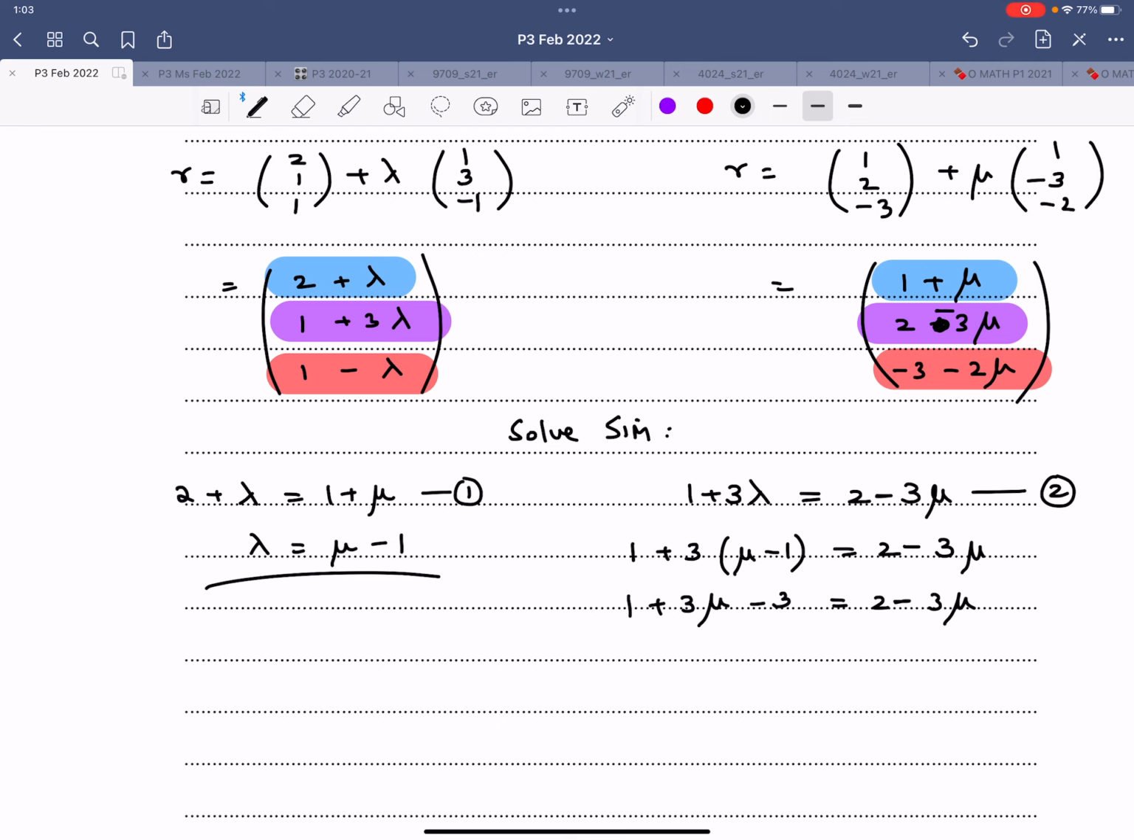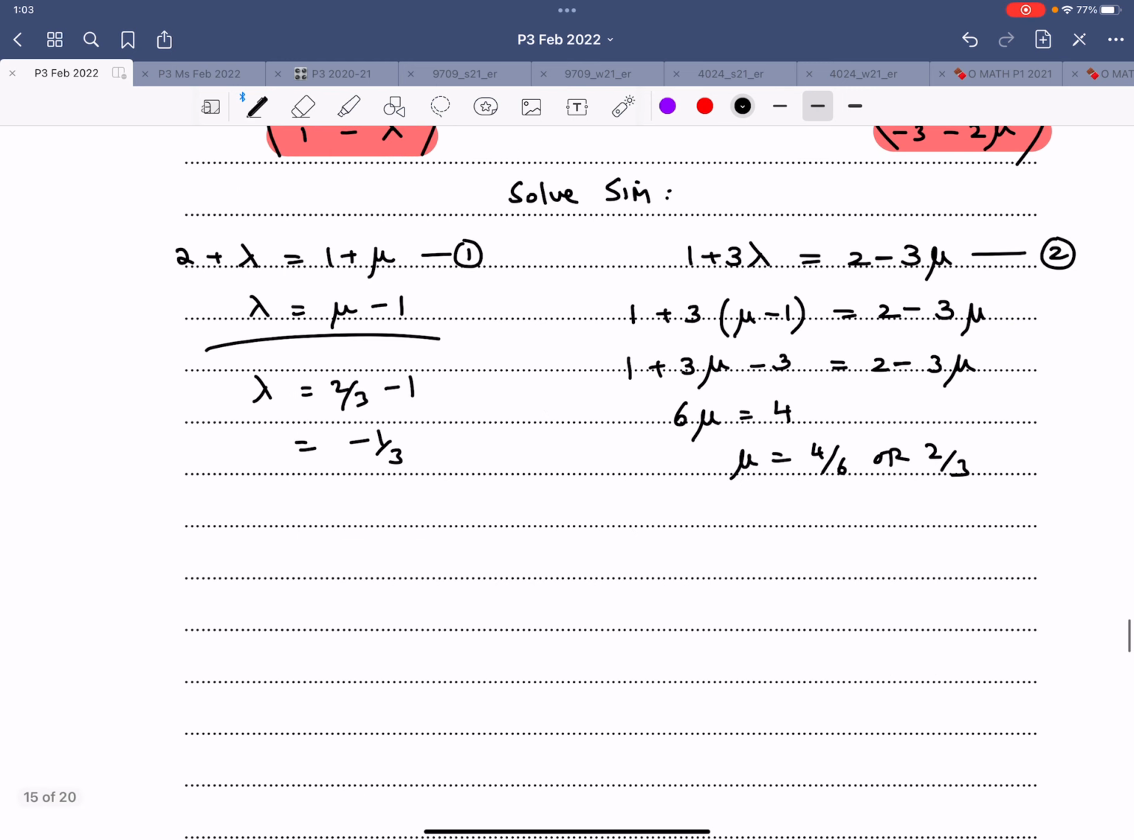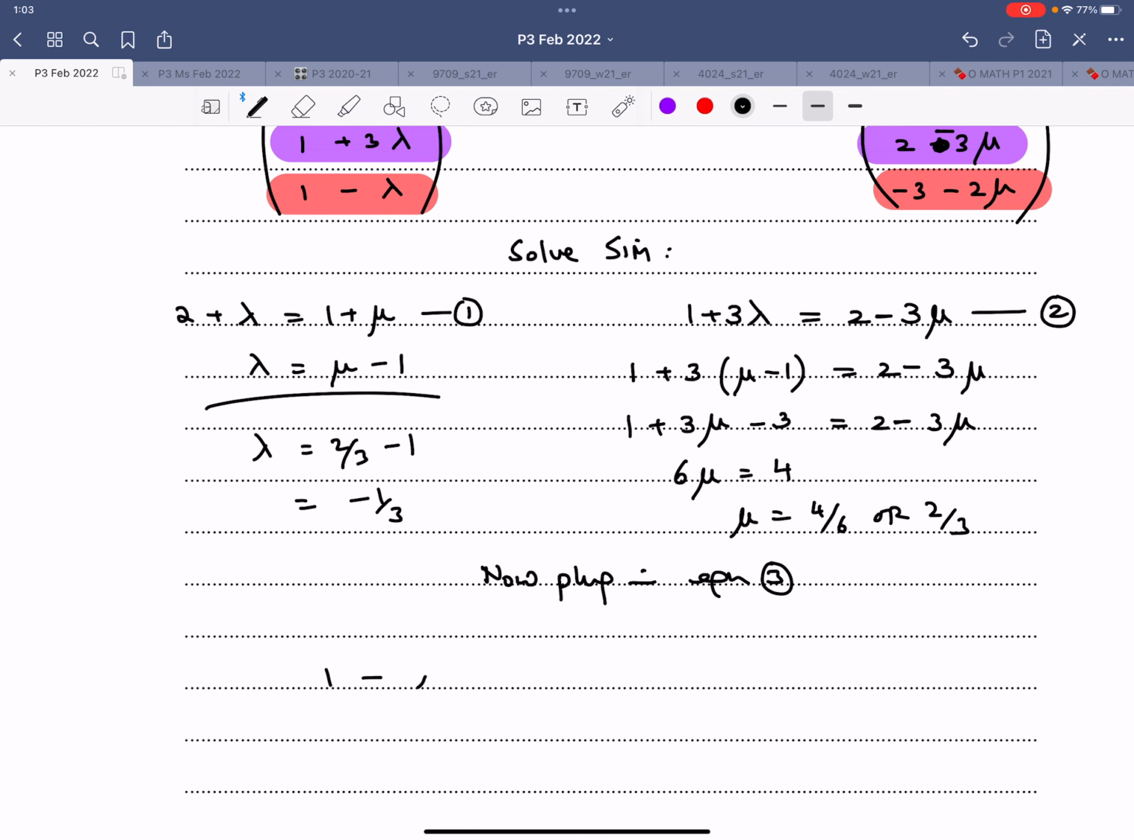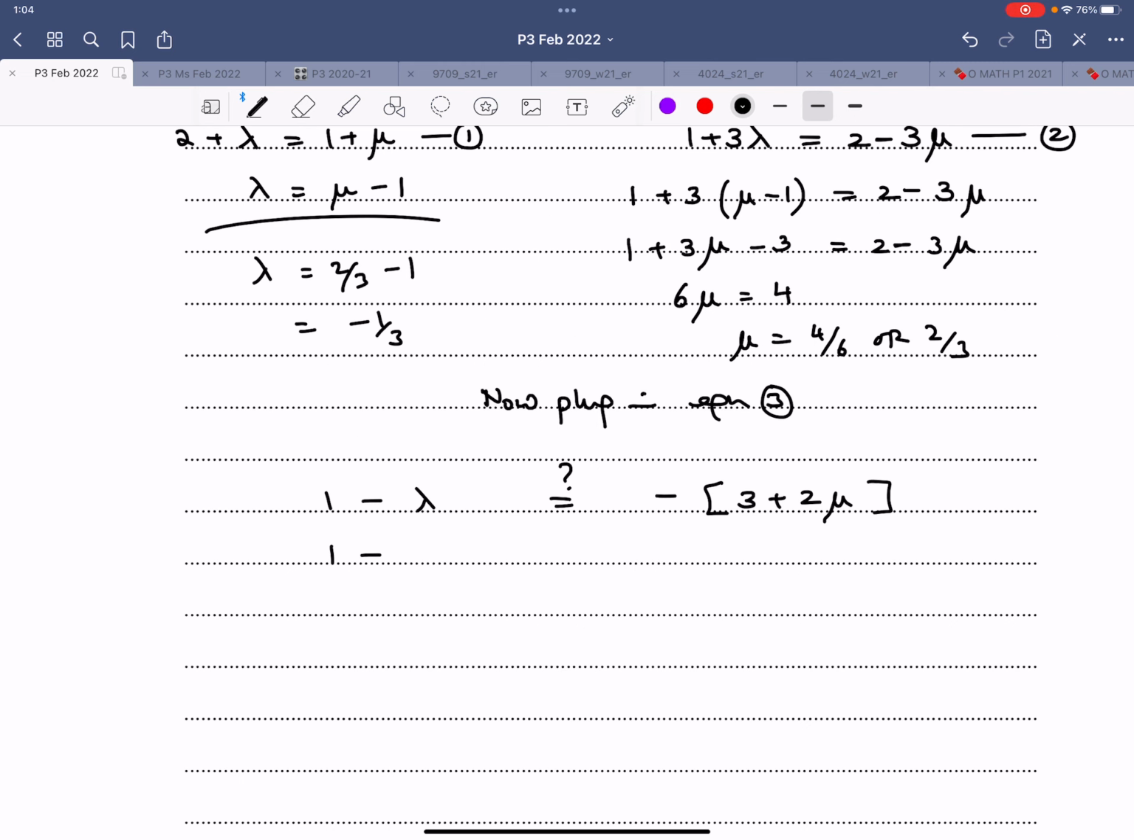So therefore, 3 mu plus 3 mu is 6 mu. And 2 plus 3 is 5, 5 minus 1 is 4. Therefore mu is 4 over 6, or 2/3. Therefore lambda is 2/3 minus 1, which is -1/3. Now plug into equation 3. So 1 minus lambda, is it really equal to -3 plus 2 mu? Let me double check: 1 minus (-1/3) comes out to be 4/3.